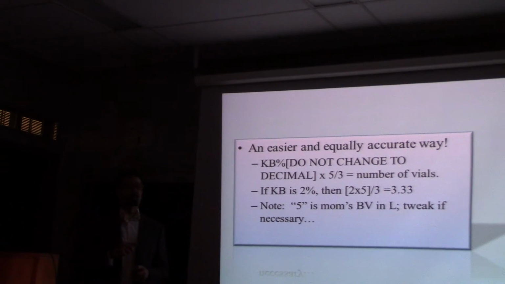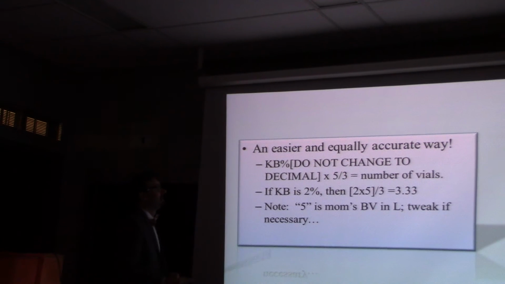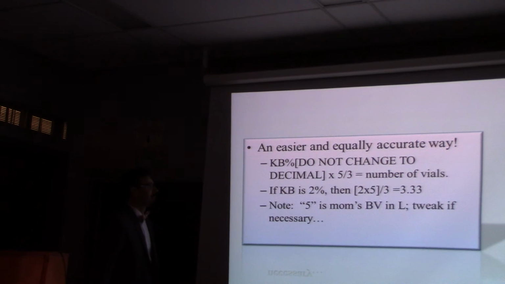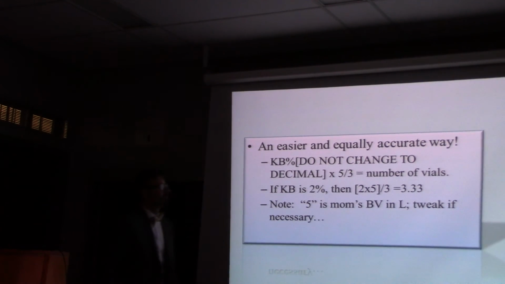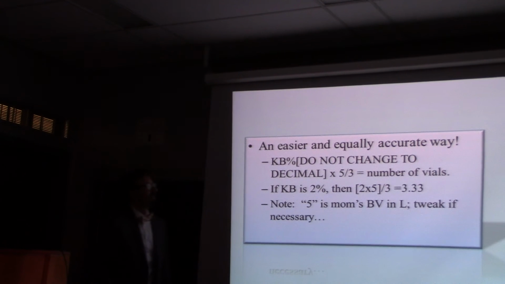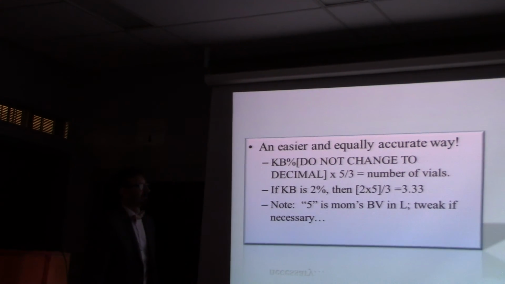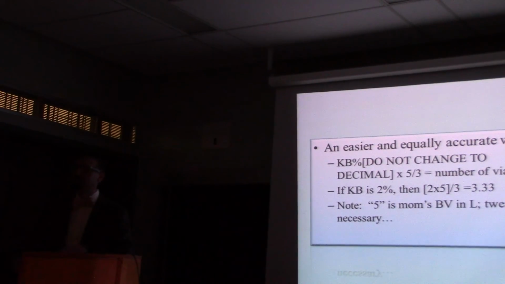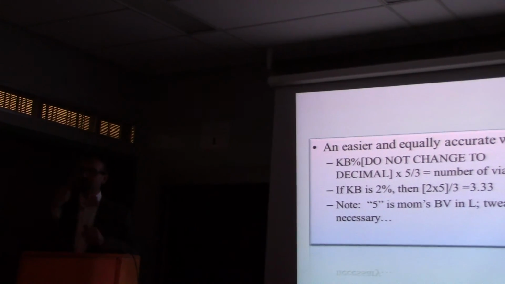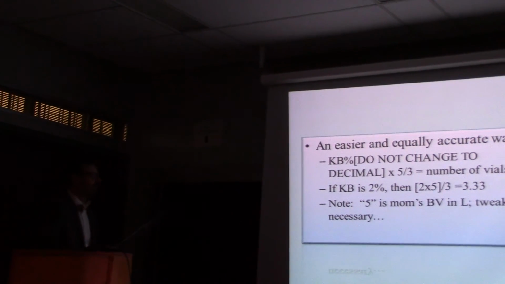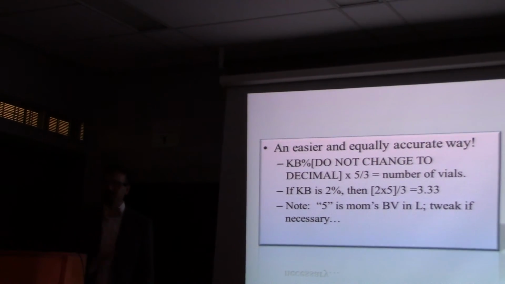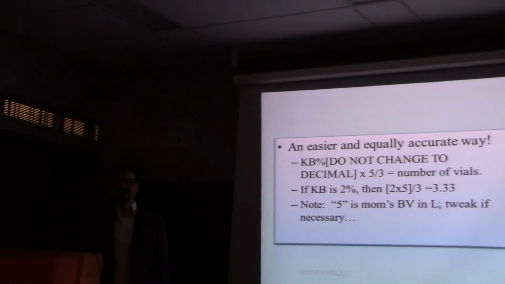for determining the dose of RhoGAM, where all you do is take the KB percentage. You don't change it to a decimal. You keep it as the percentage. Then you times by 5, divide by 3. That's the number of vials. Much, much easier. So the KB percentage, full stop. Don't try to convert it to the decimal. Times 5 divided by 3. There's no real thought. So I really like this equation, because you know me in math by now.